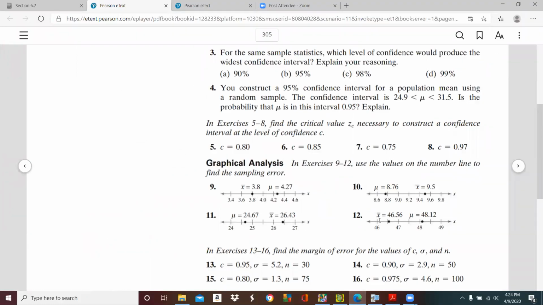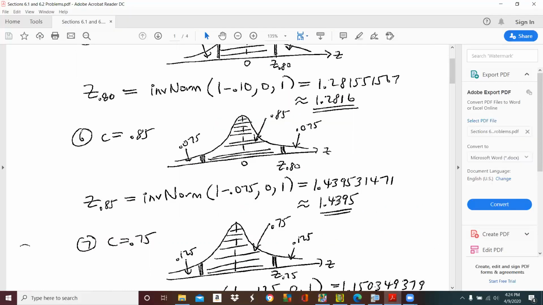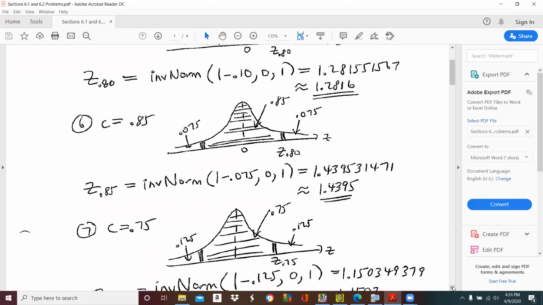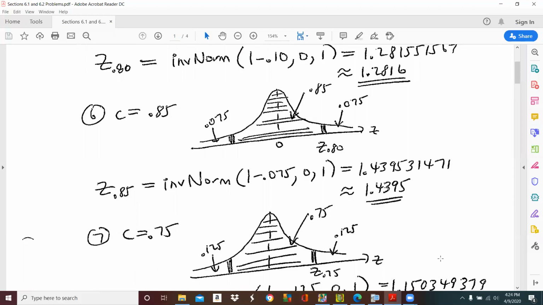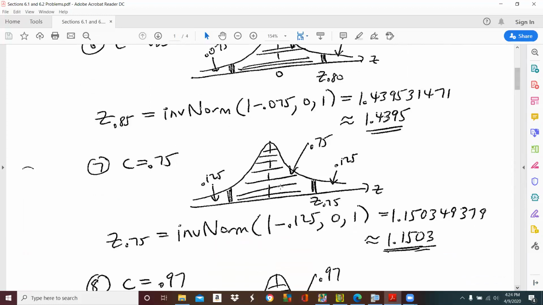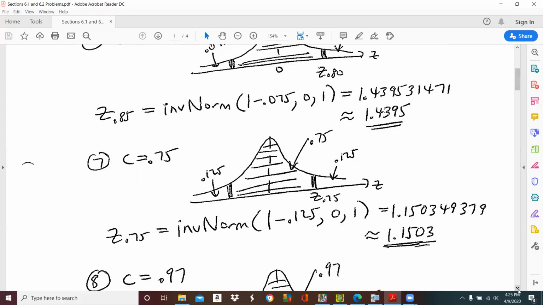Level of confidence is now 0.75. Well, that means the middle area is 0.75 of our standard normal curve. That means 25% is left, or 0.25. Half of it to the left, 0.125, half of it to the right, 0.125. For the critical value, it would be 1 minus 0.125 area to the left. Again, 0, 1 for the mean and standard deviation, and we get 1.1503 for the critical value.